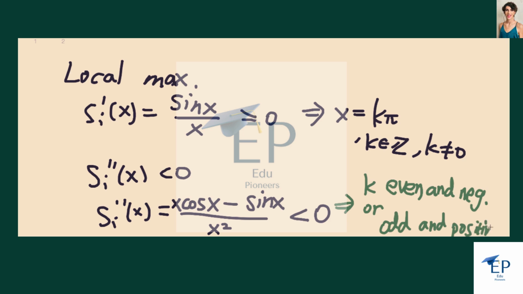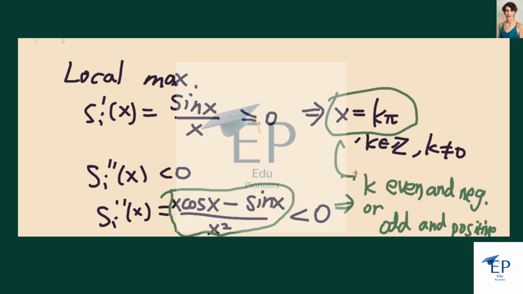So those are the k that will make this formula negative, and that gives us a local maximum. So x equals k pi, and k is these possible integers.